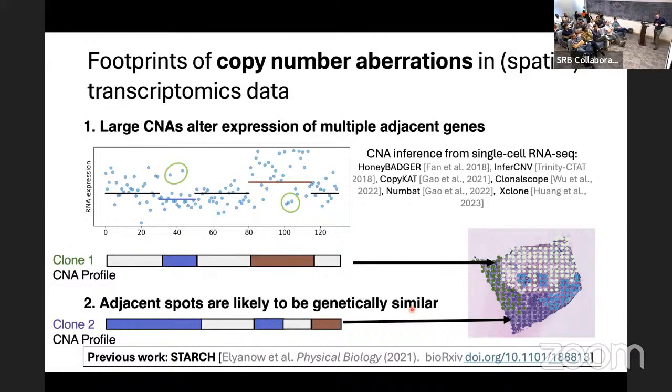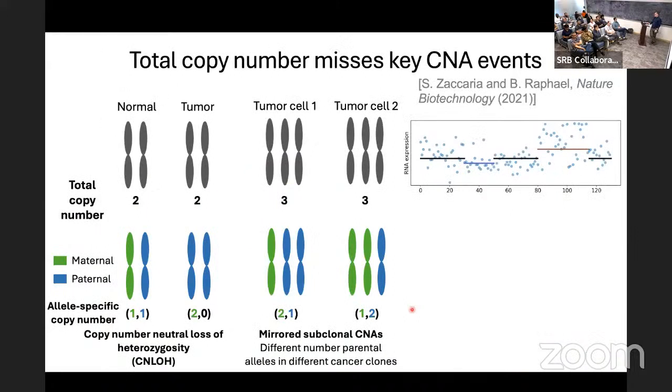We had done this previously in a method. This was our very first paper on spatial transcriptomics. It was not RNA at all, it was on copy number aberrations. But there was one really important thing that we didn't do, which turns out to be quite interesting.